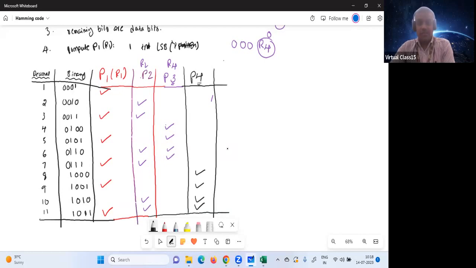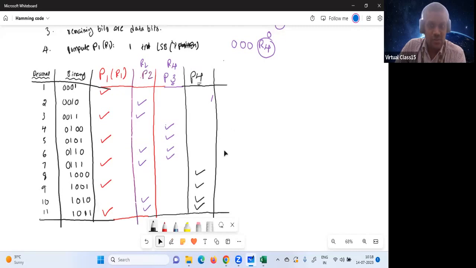I hope now you see why I am making use of two notations: P1, P2, P3, P4, R1, R2, R4, R8. In the context of R, the subscript tells you the position. In the context of P1, P2, P3, that is general, like the first parity bit, second parity bit, third parity bit, fourth parity bit, and so on. While computing the Pn parity bit, you have to consider all bit positions in the binary representation whose nth bit is 1 from the LSB. I hope that is understood.